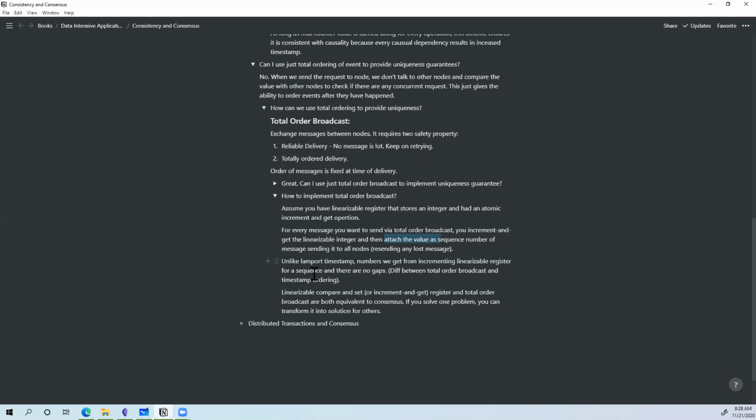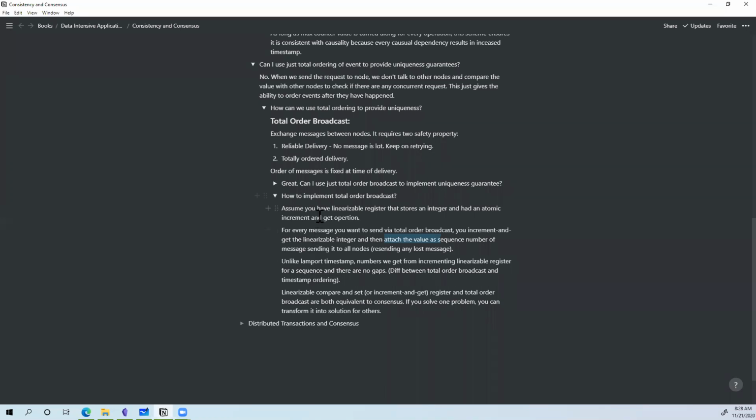And the requirement of total order broadcast is that the order should be the same between all the nodes. And we have to keep on retrying. If a node has not received that message, it will keep on retrying to get the message until it finally receives it.